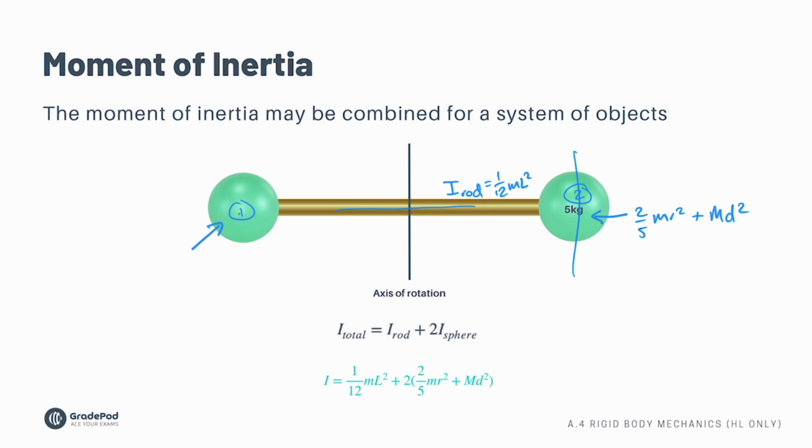Same with the second sphere. Its moment of inertia is 2/5 mr² plus md². And if we wanted to calculate the moment of inertia of the whole system, then we add the moment of inertia of the rod plus 2 times the moment of inertia of that sphere. This is something the examiners like to do. They like you to add up the moment of inertia of different objects in a system. You'll see an example of this when we get to step 2.